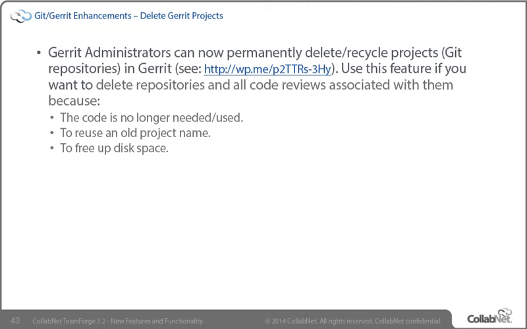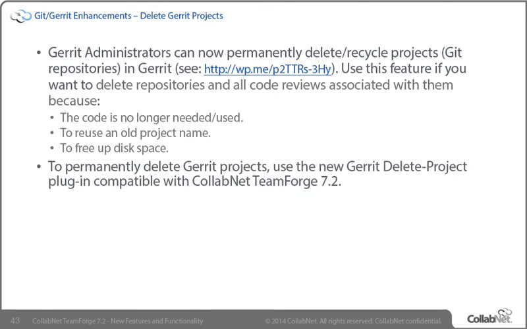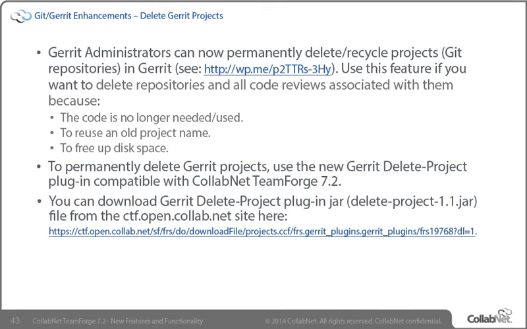The Delete button in the source code tool only allows you to do the first, remove the repository, so it no longer causes confusion. It does not allow for reuse or recycling of the name, nor does it save any disk space. The new Gerrit Delete Project plugin allows Gerrit administrators to delete Gerrit projects with all associated references such as reviews, access rights, cache references, and so forth in a safe way. You can download the Gerrit Delete Project plugin, delete-project-1.1 jar, at ctf.open.collab.net.